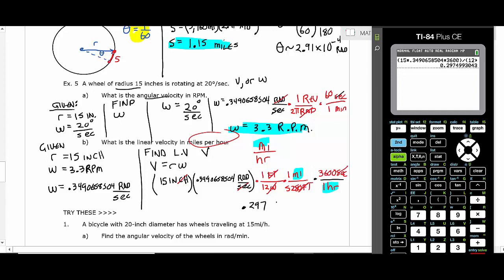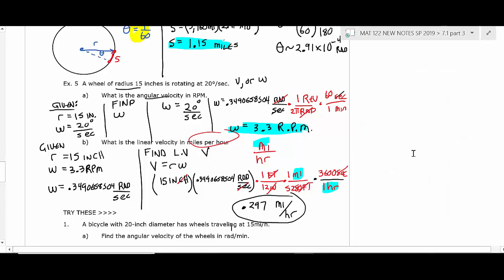And we're going to end up with the answer 0.297. I'm just rounding to 3 decimals. I'm just choosing to do that. Miles per hour. Okay, so that's real slow. That's less than a walking speed. So that's not very fast at all. But this wheel was only doing 3 revolutions in a minute, and if you can imagine that, that's really slow. All right, so we expect this to have a slow linear velocity.